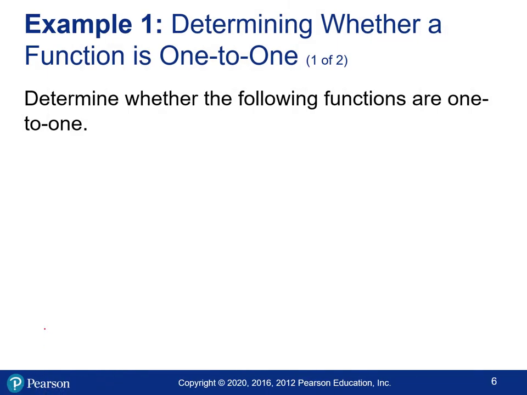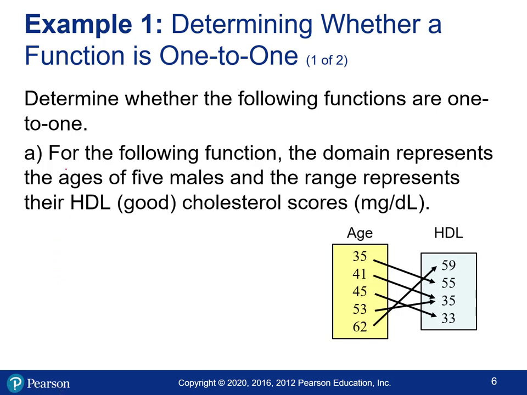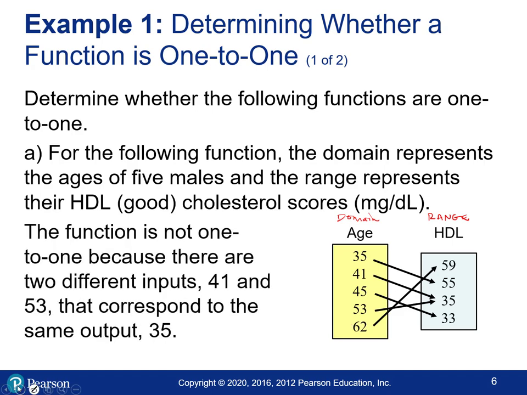Okay, so let's start by determining whether a function is one-to-one. The first one here is a real-life situation. For the following function, the domain is going to be the ages of 5 males, and the range is their HDL cholesterol scores. The domain is the inputs into the function, and the function is telling us the outputs, which are their cholesterol scores. Notice we have the ages here and then the corresponding scores for their cholesterol. And this is not a one-to-one function.